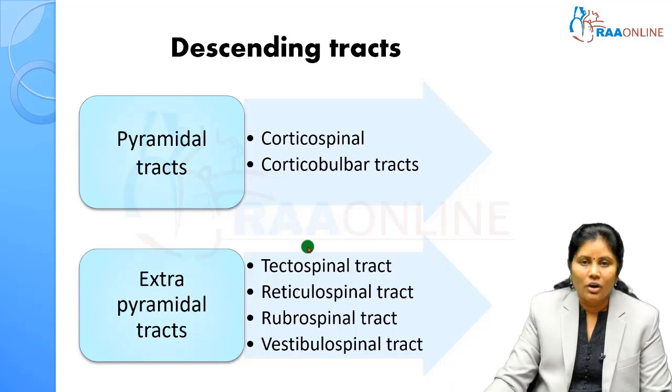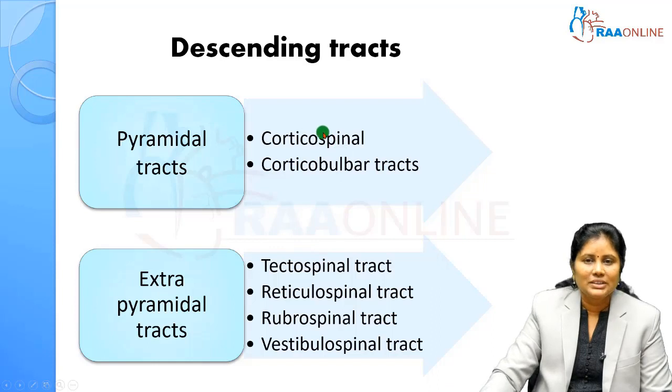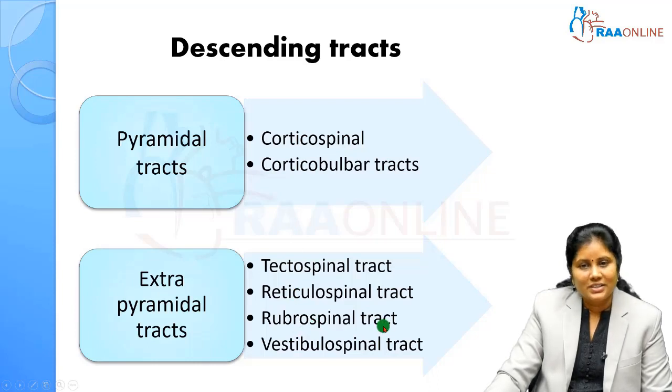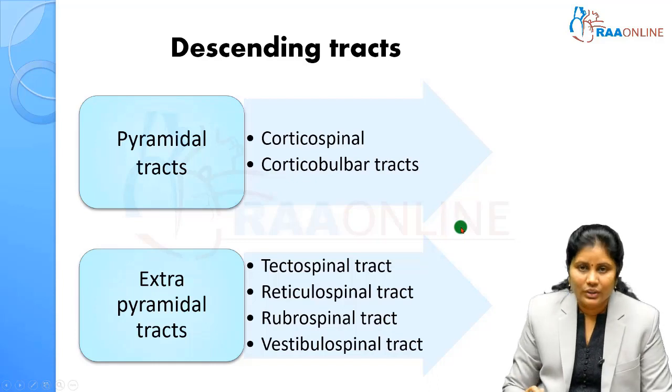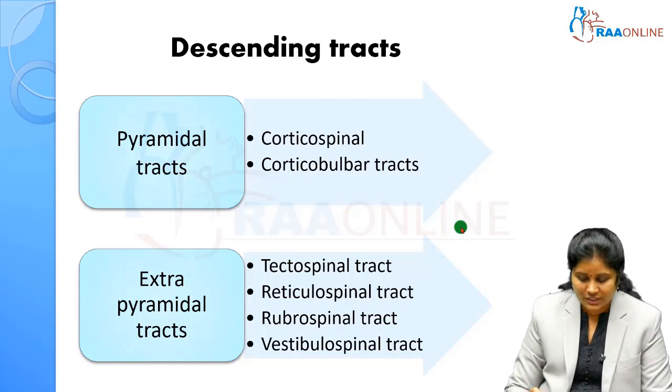You can see in all these names, the first half of the name denotes the origin, the second half of the name denotes its termination. For example, corticospinal tract means the tract originates in the cortex and ends in the spinal cord. Rubrospinal tract means the tract originates in the red nucleus, ends in the spinal cord. Okay, so this is how we have to decipher the meaning of the words.